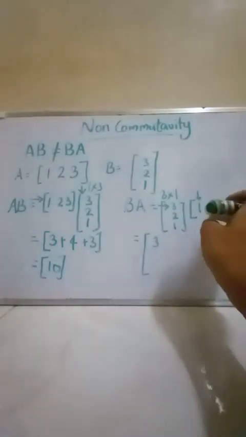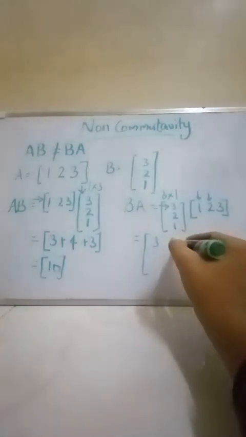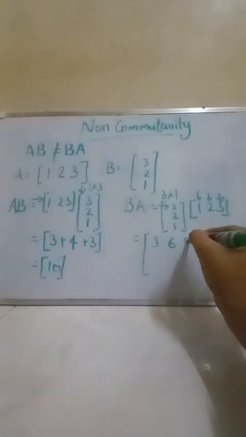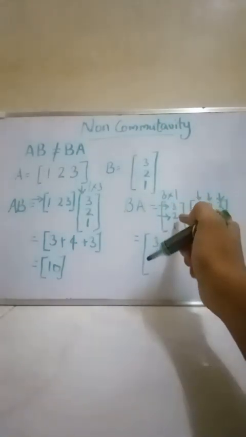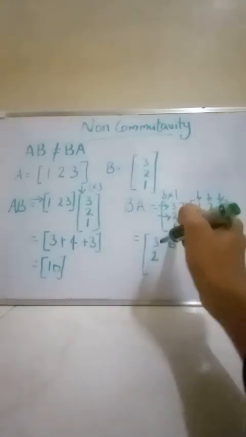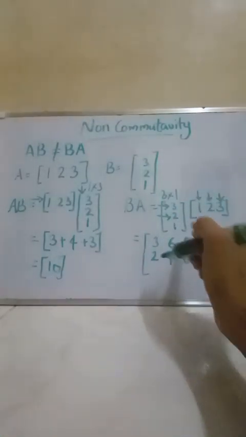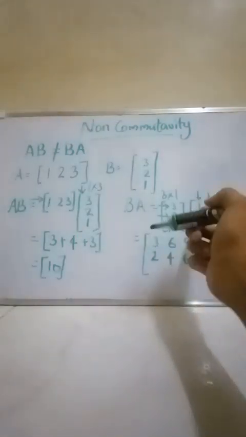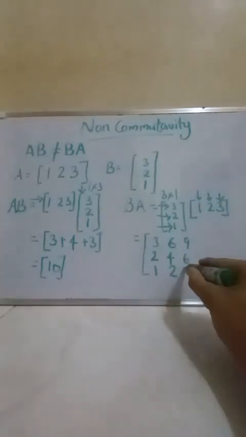Then first row with second column of the second matrix, 3 times 2 would be 6. First row with the third column, 3 times 3 would be 9. Now doing the second row of the first matrix, right? So 2 with each element, 2 times 1 would be 2, 2 times 2 would be 4, and 2 times 3 would be 6. Then third row with the first, second and third column, okay? 1 times 1 is 1, 1 times 2 is 2, and 1 times 3 is 3.